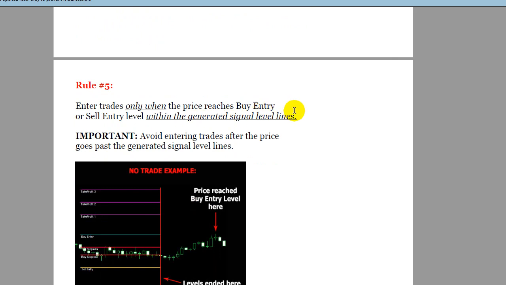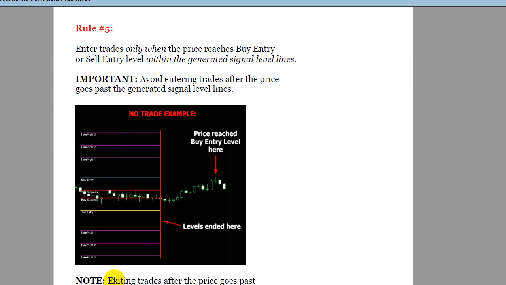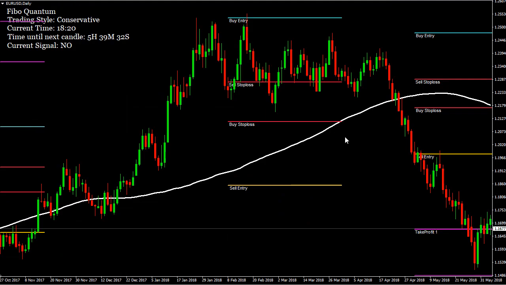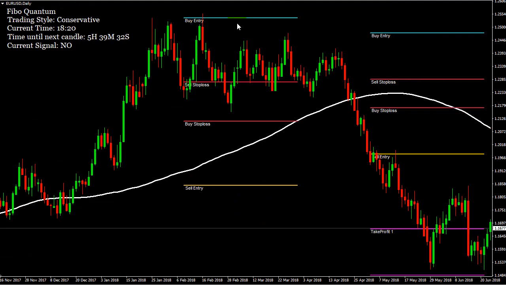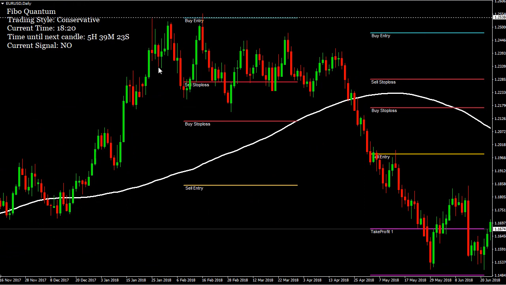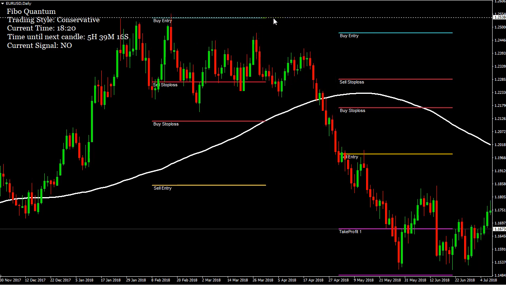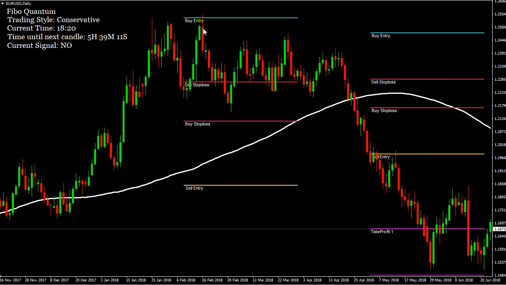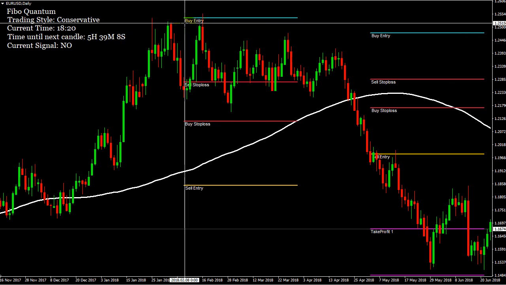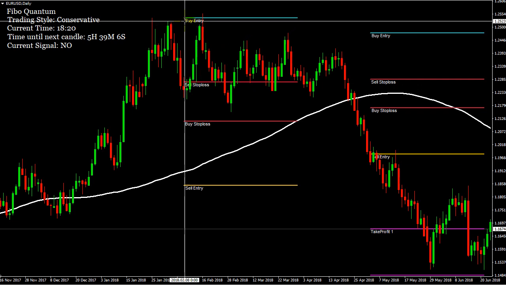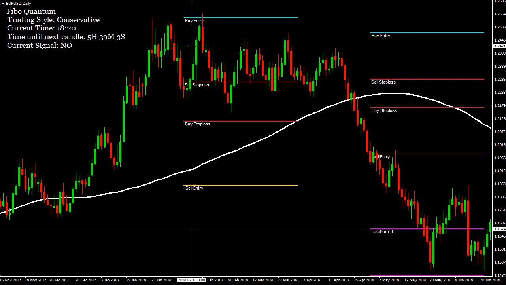Enter trades only when the price reaches the entry lines, and avoid entering trades after the price goes past the generate line, which means this. Use this buy entry here. Whether you would take this or not, don't ignore price. Don't ignore structure. It's not smart to do that. And you can certainly trade this mechanically. But the fact is, this buy entry sets up here, right? See where it starts plotting here? Right here.